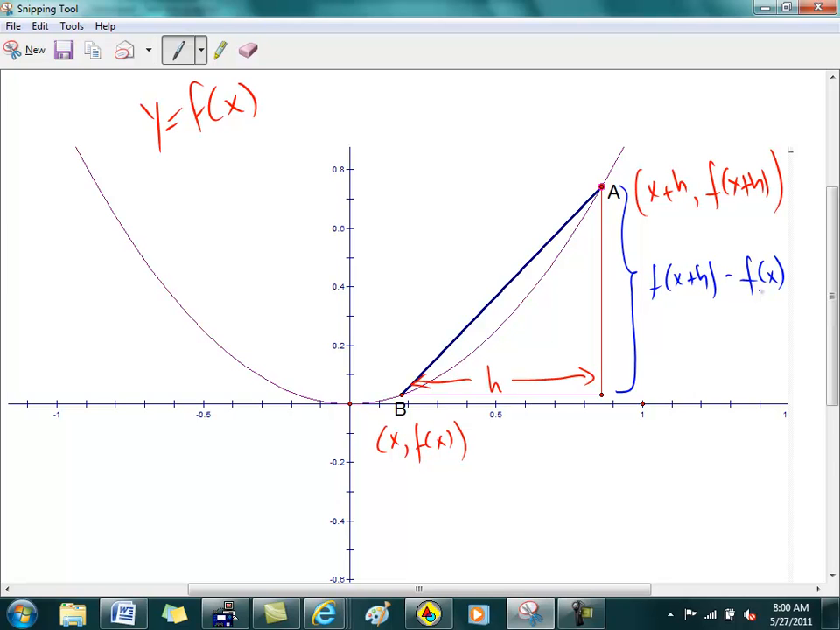Let's think about it. Do you agree that this distance here is f(x plus h)? Let me erase some stuff so it's not very confusing. Does everybody buy that? This distance here is f(x plus h), because remember what I told you yesterday: a function value is the y value, isn't it? Isn't the y value the distance from the x-axis? Everybody with me on that?